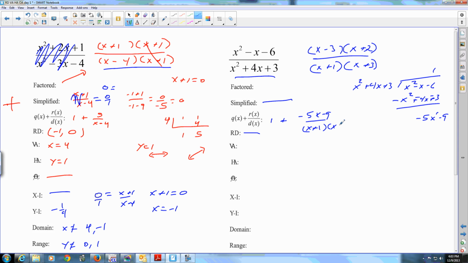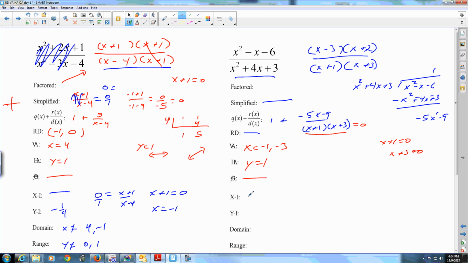I'm going to leave it factored because I think it's actually easier to do when it comes to finding these pieces. You look at your d of x to find any asymptotes. You set just the denominator equal to 0. X plus 1 is equal to 0. X plus 3 is equal to 0. So x equals negative 1 and negative 3 are going to be your vertical asymptotes. You have a horizontal asymptote at 1. You don't have an oblique.